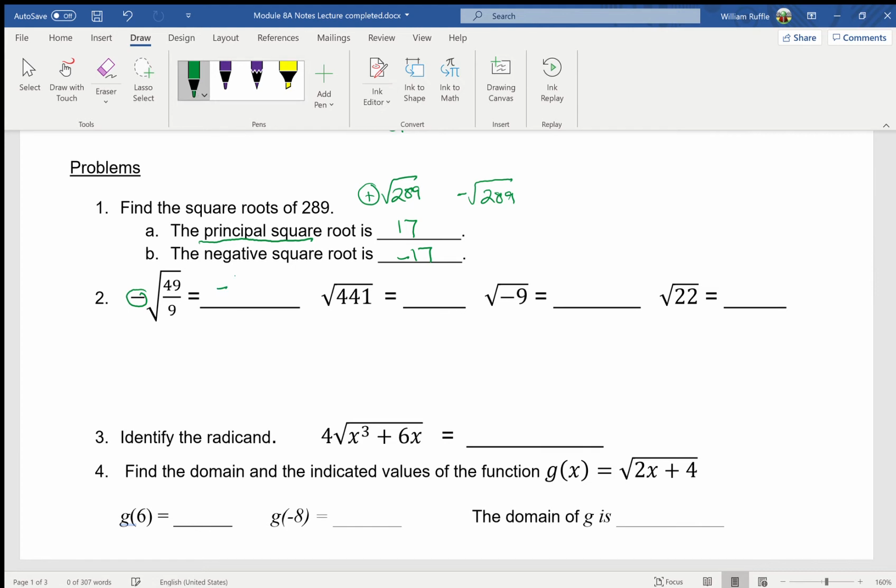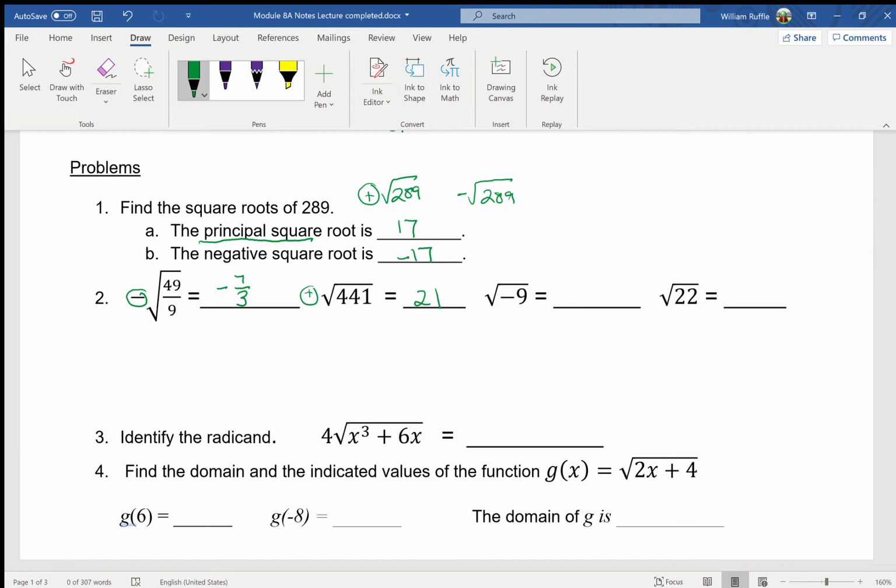The answer is negative, and it's 7 over 3. So this, the square root of 441, you really need to type this in on the calculator here, unless you have your squares memorized that much, but it is equal to 21. And since there's no sign out here, it's implying that it's a positive. Okay.